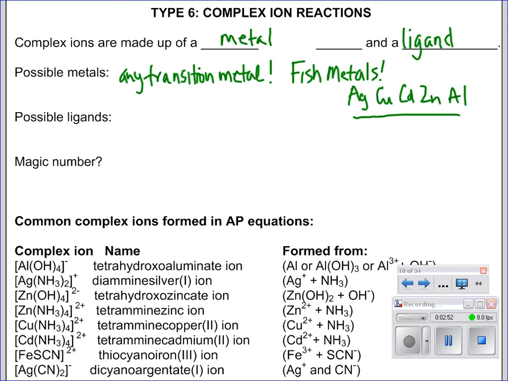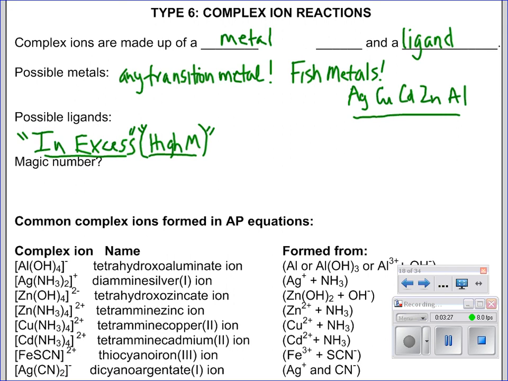Things that they'll attach to. If you hear "in excess," or they give you a super, super duper high molarity, like 18 molar, those are your keys that you're dealing with high molarities, that you're dealing with a complex ion problem. What happens? Super high molarity stuff will attack one of those transition metals and just surround it like a cage, okay?